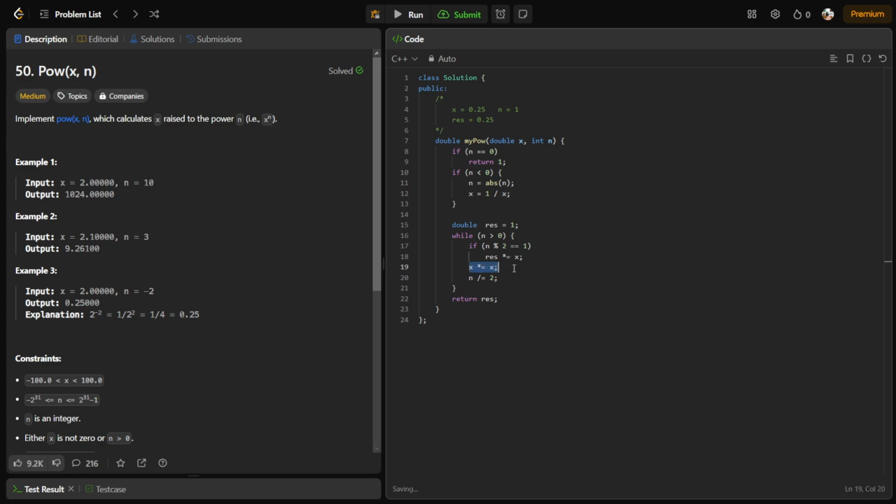X times itself. But in this case, it doesn't really matter here. Since after n divides by 2 will give us 0.5 technically, but since it's an integer again, it will be cut off to 0. And since this while only runs if n is more than 0, this while will end and return our result, which is 0.25. Matches the output given in the example.